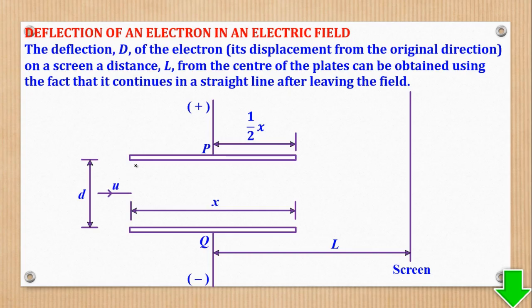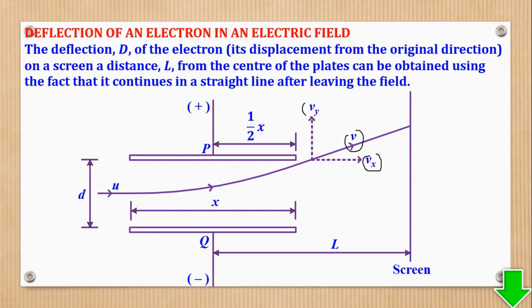So before entering the field, it had a speed of u and it was moving horizontally. Now in the field, it will move in a parabolic path, as you can see here, and outside the field, it will move in a straight line. So here the speed was u, here the speed is v outside the field. So we can split this velocity into two components, the horizontal part, which is vx, and the vertical part, which is vy. Velocity is a vector quantity, so you also need the direction. Therefore, we shall get an angle to the horizontal, and that angle will be theta.